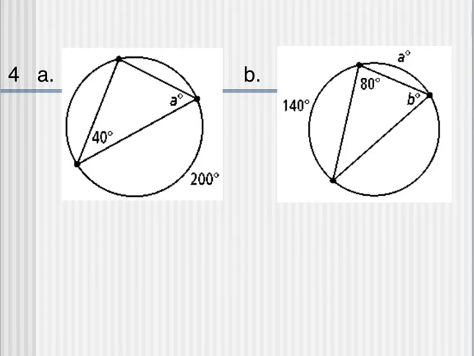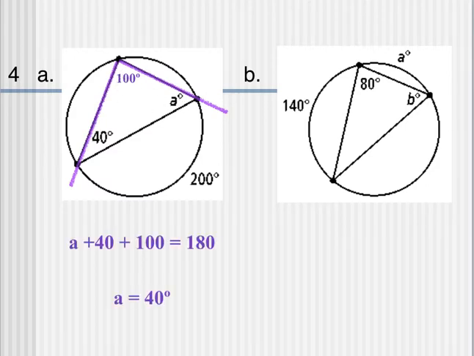Pause here and try number 4 on your own. A useful tip for number 4 is to keep that idea of highlighting one angle at a time. For example, if you highlight this angle here, you could figure out it's 100 degrees because it's intercepting a 200 degree arc. Once you know that, you could use the 180 rule from the triangle angle sum theorem and say if you add up the pieces, A must be 40 degrees.